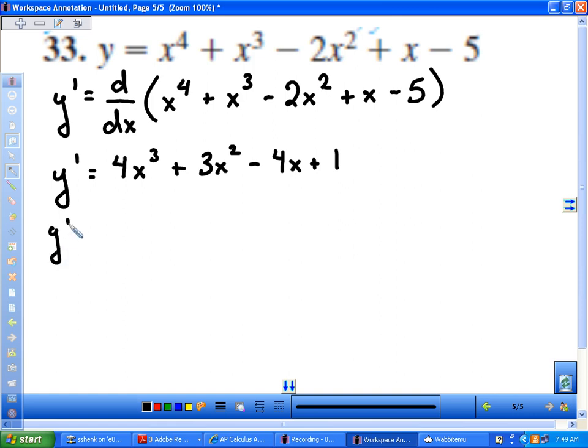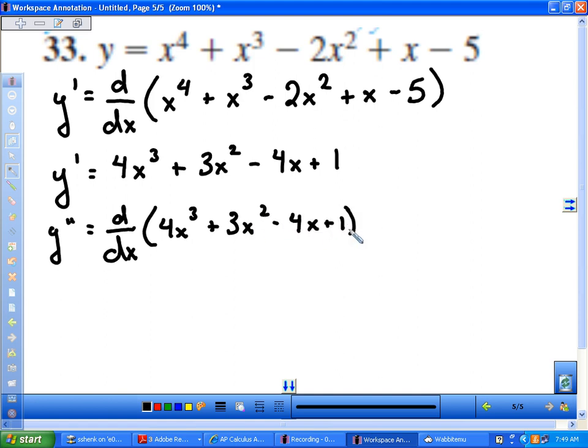The second derivative now, y double prime, is going to be the derivative of 4x cubed plus 3x squared minus 4x plus 1. So our second derivative, y double prime. What's going to be the derivative of 4x to the 3rd? 12x squared plus the derivative of 3x squared? 6x minus the derivative of 4x? It's just 4. The derivative of 1 is 0.